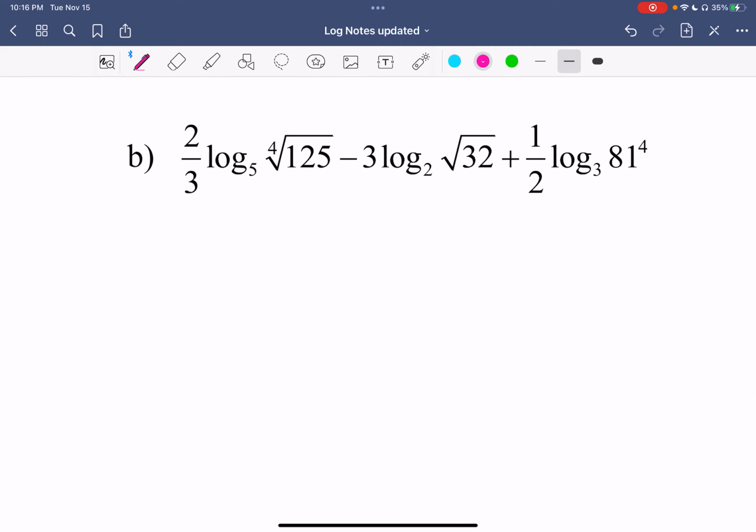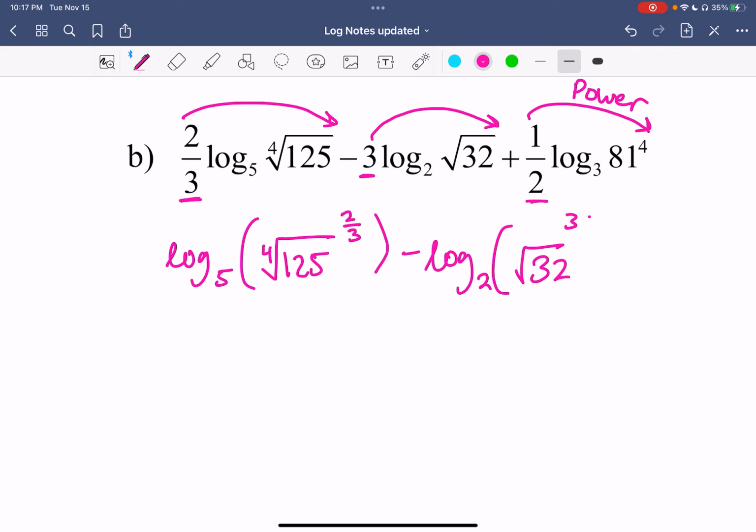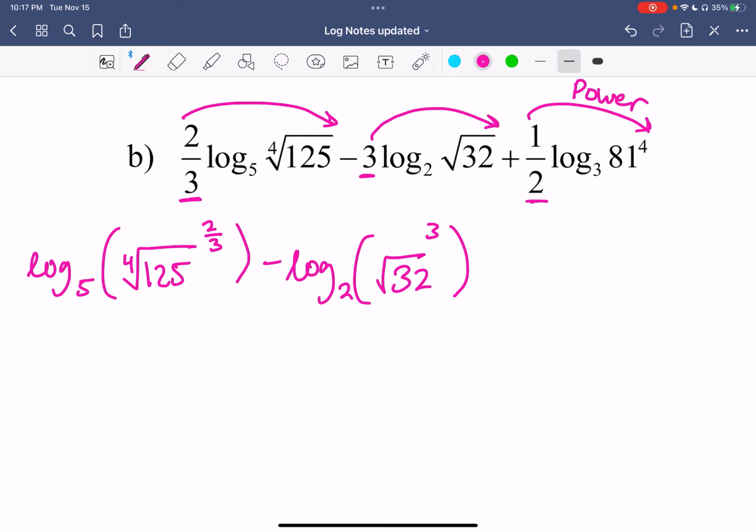So we have coefficients that we're going to apply the power law to. So we're going to move all of these to the back using the power law. So we have log base 5 of the 4th root of 125 to the power of 2/3, minus log base 2 of the square root of 32 to the power of 3. Let me move this over. And then plus log base 3 of 81 to the power of 4, all to the power of 1/2.